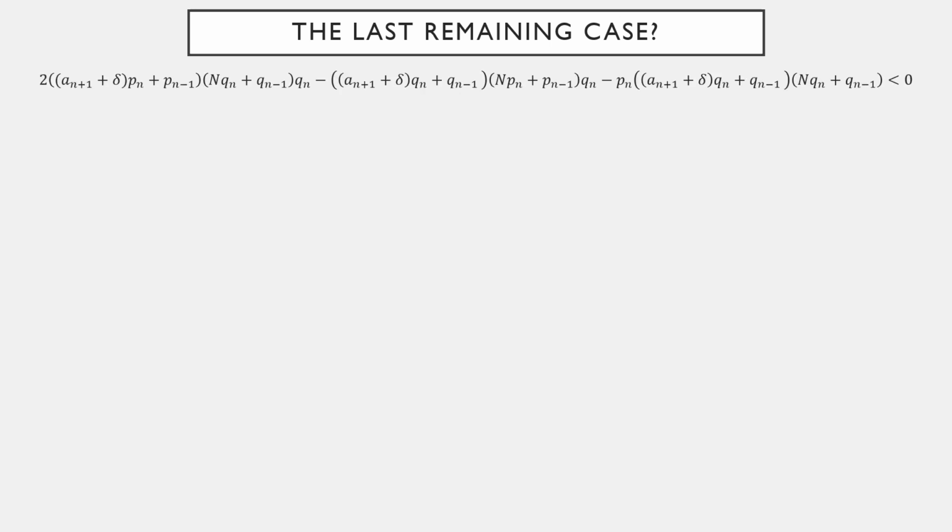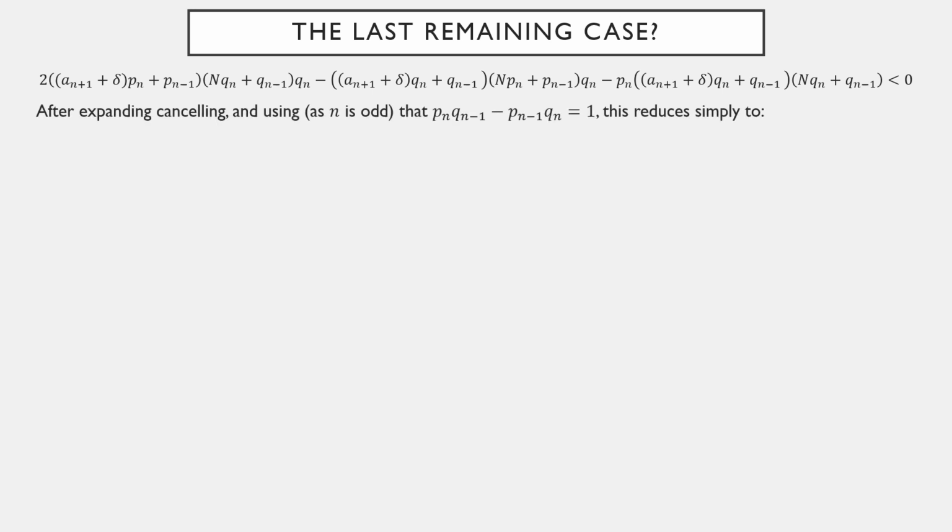So here's what we want to check. We want this gigantic mess to be negative. That will tell me that the semi-convergent using half the next partial quotient is a best approximation of the first kind if this inequality is true, and this is specifically for when n is odd. After expanding and canceling and using the fact that because n is odd, the quantity p_n q_{n-1} minus p_{n-1} q_n is positive 1, a bunch of similar cancellation and factoring compared to the previous work will be done. This reduces spectacularly to just: is delta q_n less than q_{n-1}? In other words, is delta less than q_{n-1} over q_n?